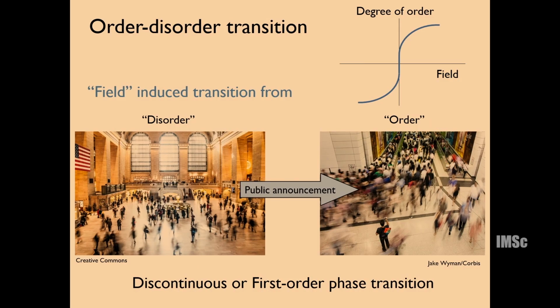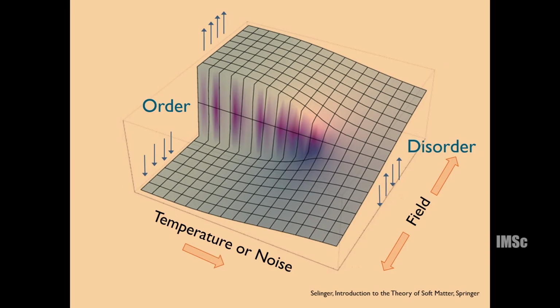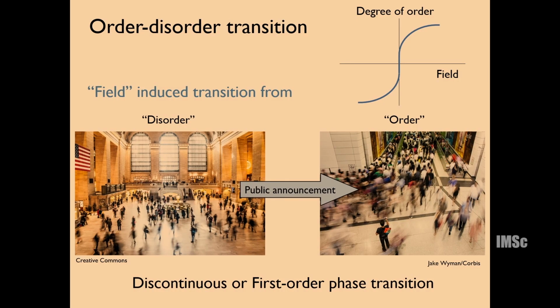Okay. So you can have two kinds of transition. One is basically, if you just change the field slightly, you can go from all down to all up. So this is a discontinuous transition, right? Suddenly you have a complete abrupt transition. So this is a bit like what we call first order transitions in physics. So these are typically induced by the field.